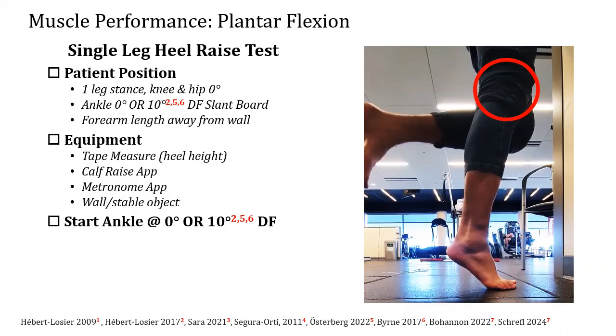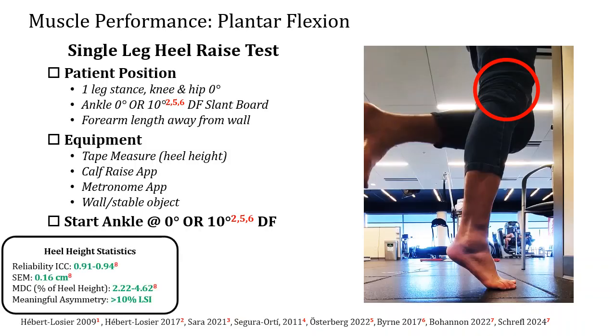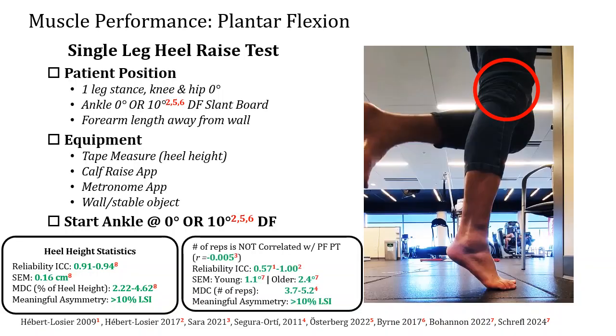You can see the starting position again at 0 degrees in this instance, but it can be in that dorsiflexed position, which we spoke about previously. Since the plantar flexors are dorsiflexion biased, it may actually be advantageous to do it through a negative range of motion. I provided the heel height statistics there for you in regards to the reliability, the standard error of measure, and what you can deem to be the minimal detectable change as a percent of the heel height.